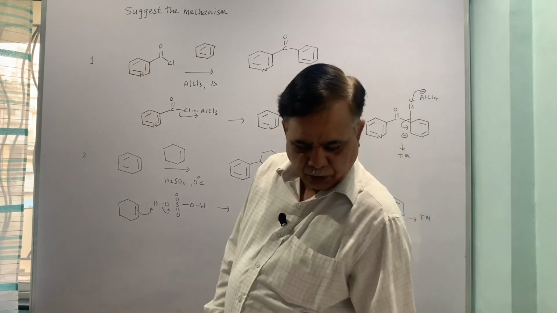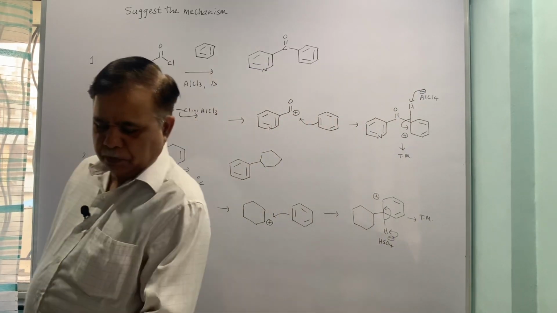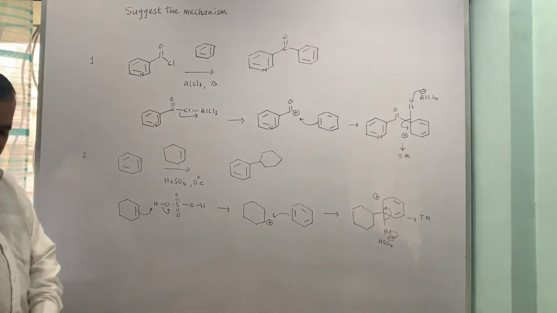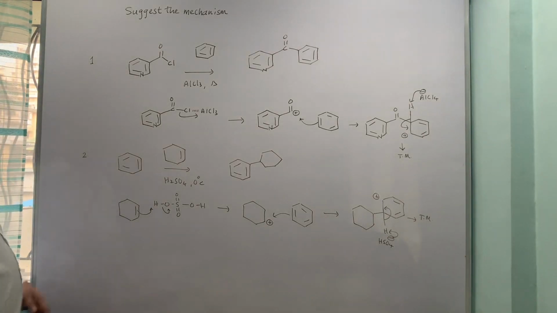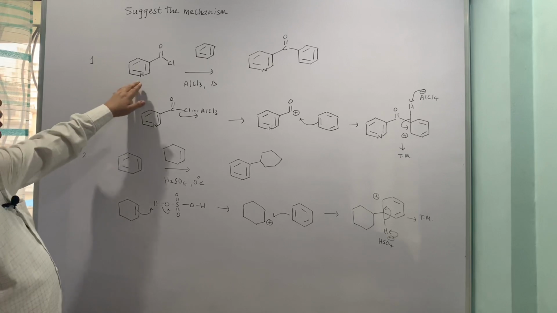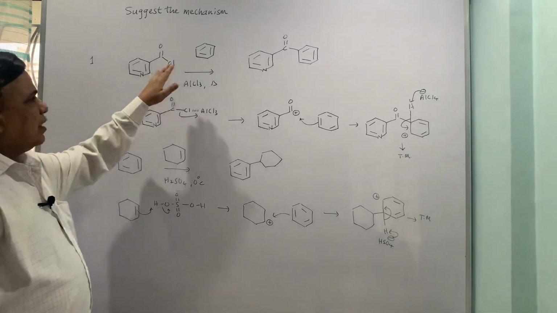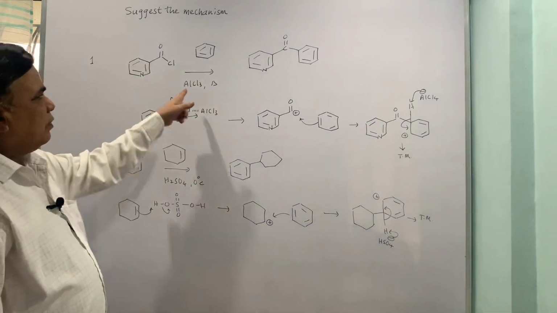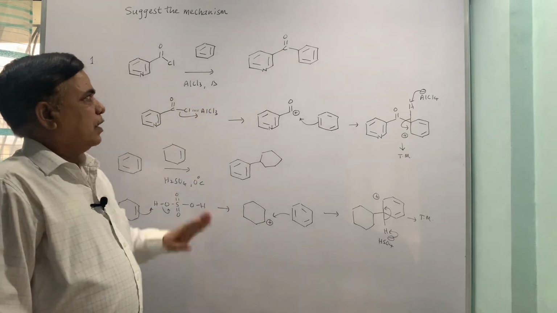Hello and welcome to this session of problem solving on aromatic electrophilic substitution reactions. The first example is this acid chloride treated with benzene in aluminum chloride, giving this ketone.